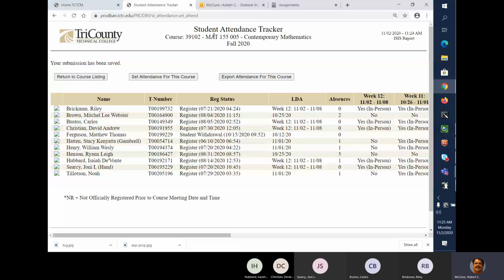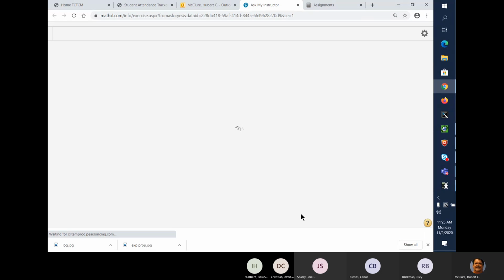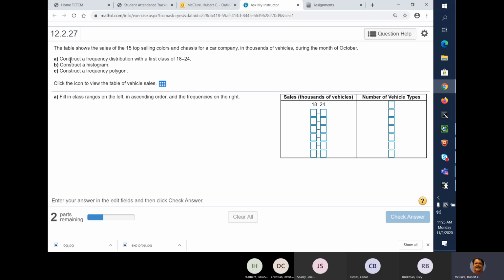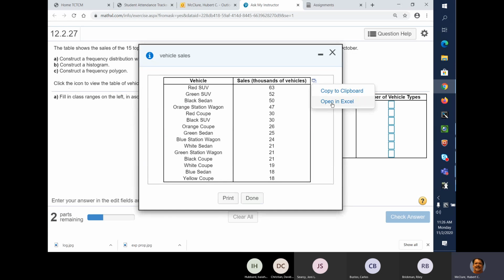First question I got is 12.227/6. The table shows the stop selling, and so on. Frequency considered with the first class of 18 to 24. So there's the first class. Okay, I'm looking over the question. Well, you can click this and go to the Excel spreadsheet.